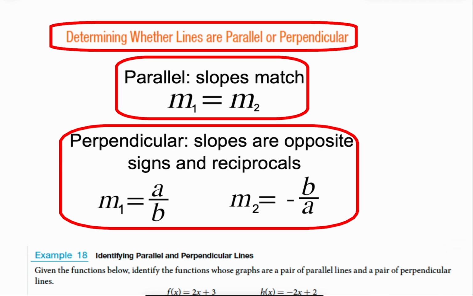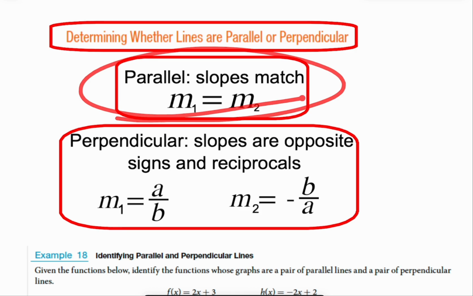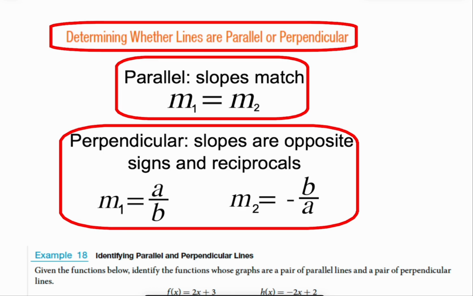Some things to remember about linear systems or linear equations, that if the slopes match, your equations are parallel. So matching slopes, parallel. If your slopes are opposite signs and reciprocals, so if one is a over b, the other is -b over a, then your equations are perpendicular. So parallel, slopes are matching. Perpendicular, the slopes are opposite signs and also reciprocals.